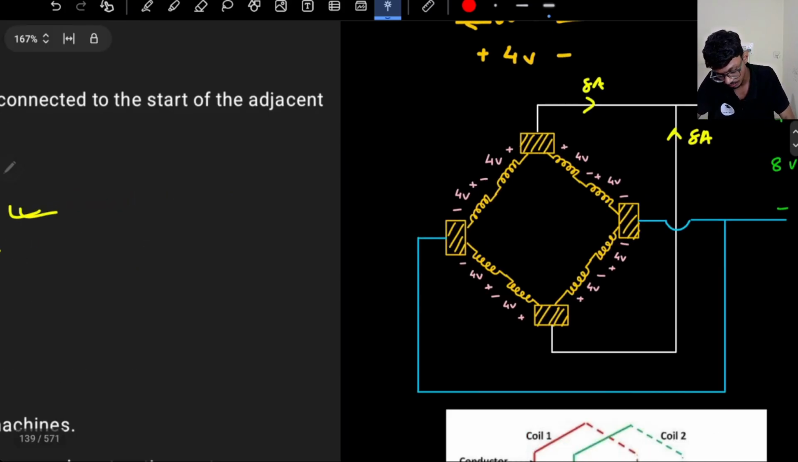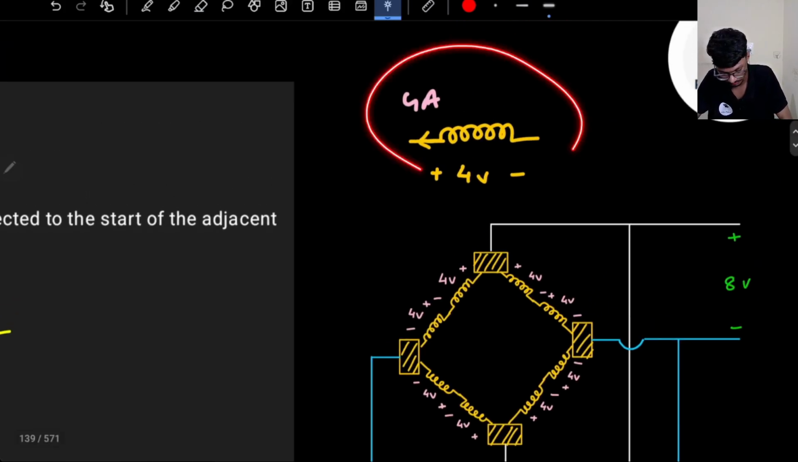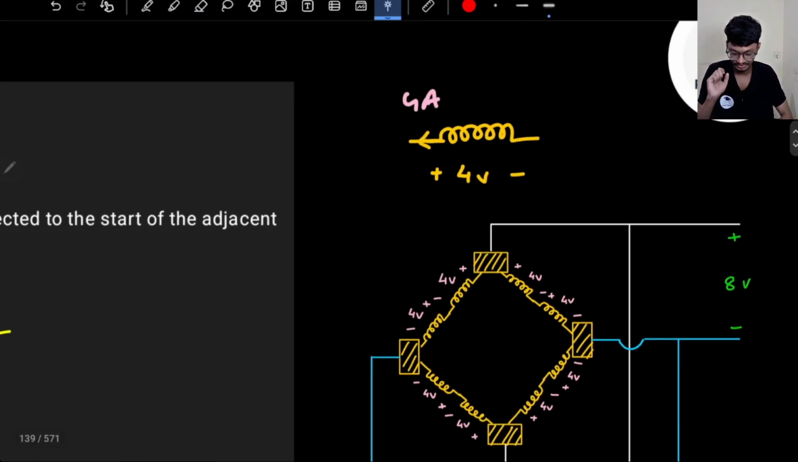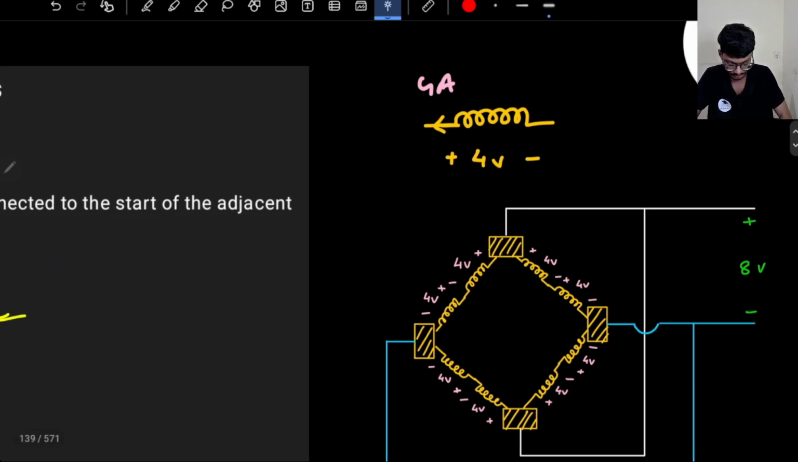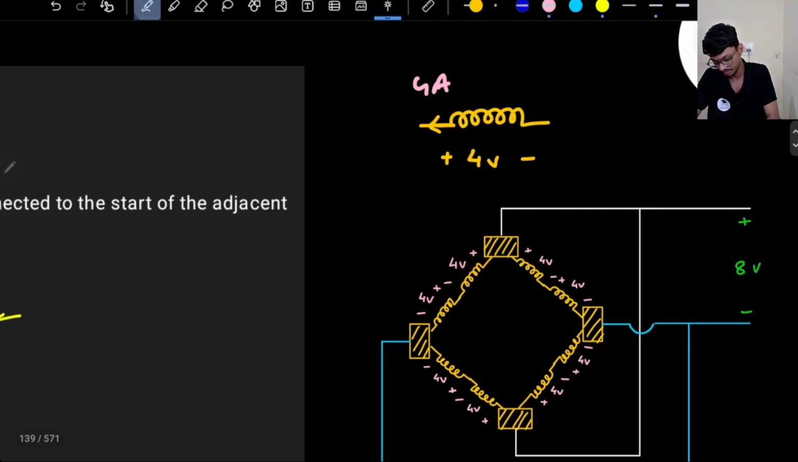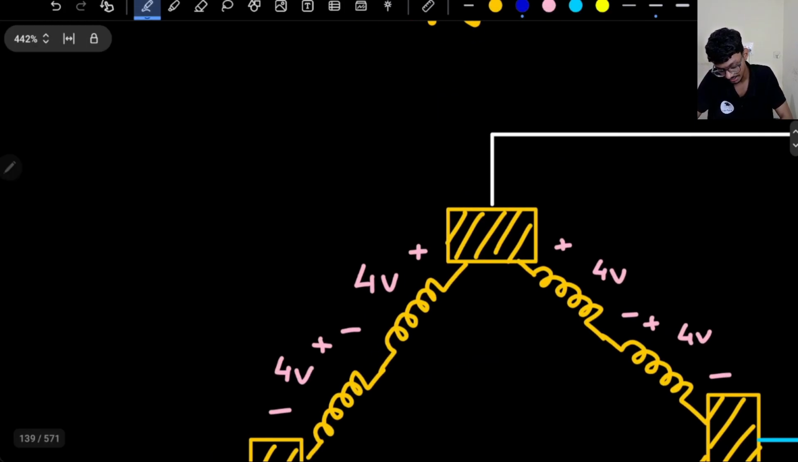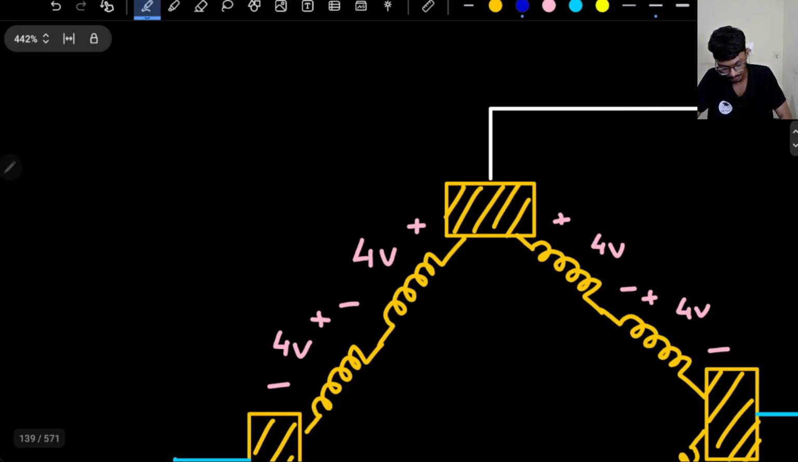So if you notice one thing, here, this is my coil and let's assume it is a generator. If it's a generator, then it will supply the power, right? So current will leave from the positive terminal. So 4 volt is here and 4 amperes is here. So as current leaves from the positive terminal, how many parallel paths do I have?